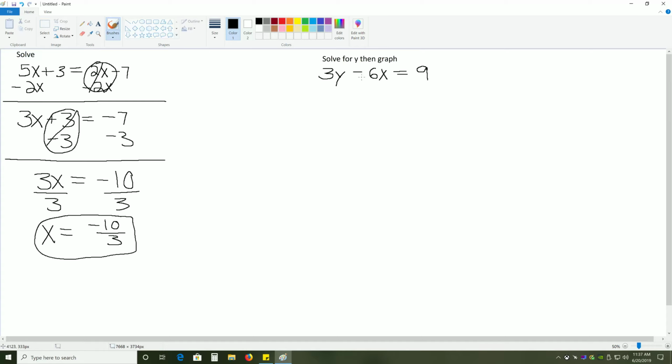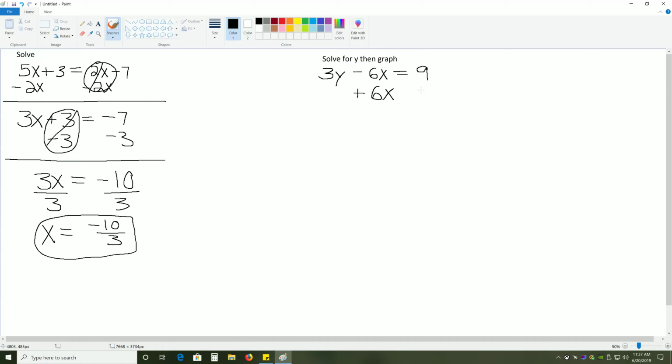Okay, now for this problem, we want to solve for y and then graph. Whenever you have one equation with two variables, you cannot solve for the two variables like we did here. You cannot get a number. But you can get one of them alone in terms of the other, and that's what we want to do here. We want to get this y alone, so the way that we do that is moving the x to the other side.